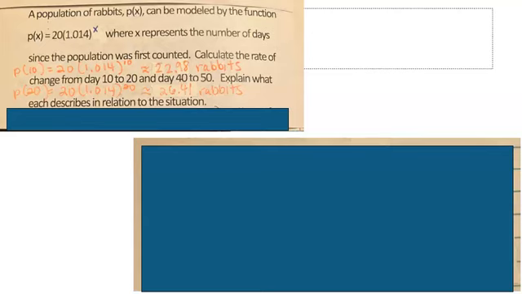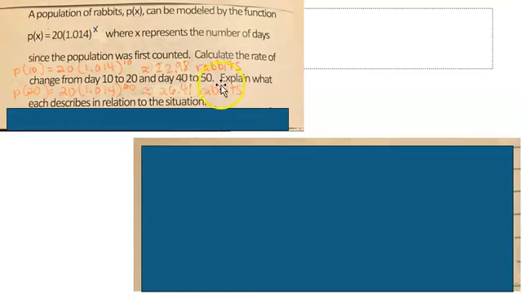And then if you'll open up the last tab, we have a population of rabbits, P of x, that are being modeled by the function P of x equals 20.5 parentheses, that's a multiplication sign with the 20, with the 1.014. This is raised to the x power, so I took out the caret key and the x and I put the exponential form here, the x as an exponent, where x represents the number of days since the population was first counted. And it says to calculate the rates of change from day 10 to day 20, and then again from 40 to 50, and then we just have to explain what each of them mean.